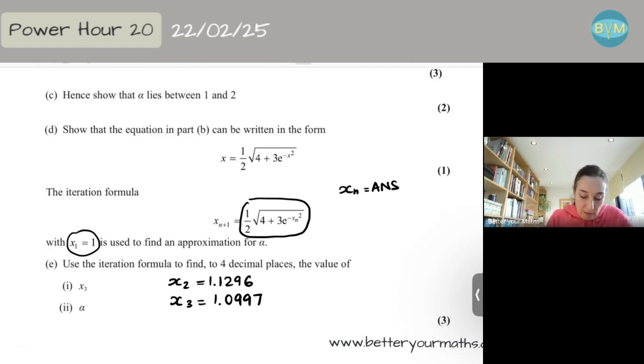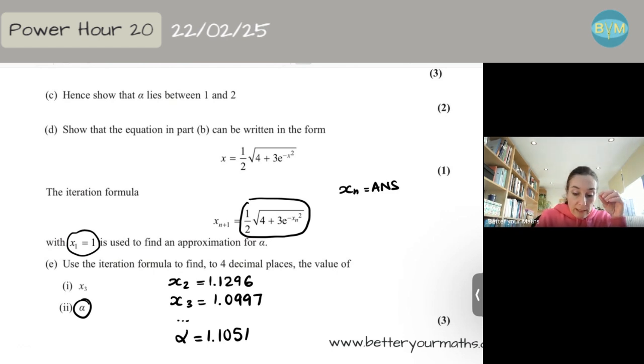When they ask me to find alpha, that means I'm going to keep clicking until the number doesn't change, up to 5 decimal places, not just 4, because the 5 sometimes can change going up, and then the number will round up. So just click equal a few times until you see the thing doesn't change. And if you do that, I get alpha 1.1051 to 4 decimal places. Yeah, that doesn't change. So that's the idea.